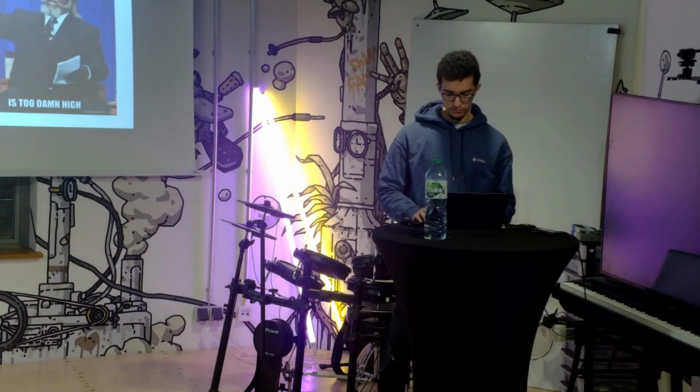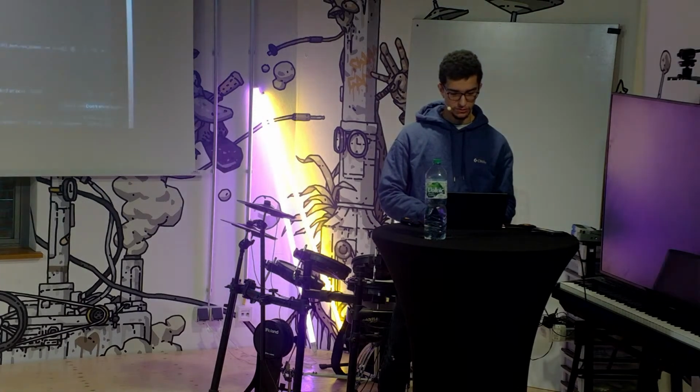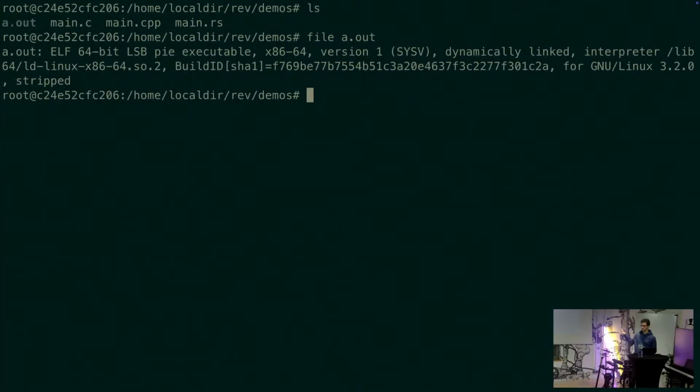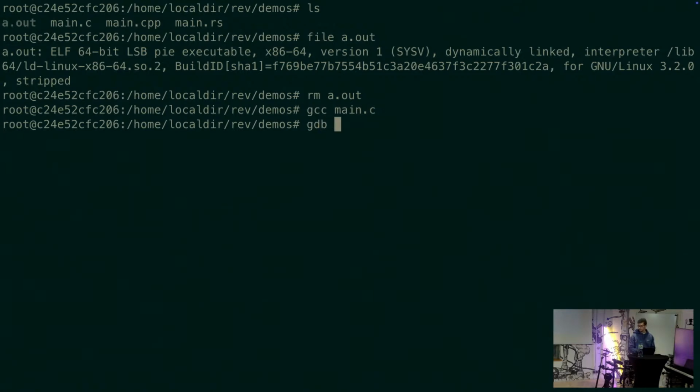Yeah, so now we're going to go back to our binary. I think this was the stripped version. We're not going to start with the stripped part. We're going to do it unstripped first, dynamically, and then we're going to do it stripped. Okay, let me remove a.out and run gcc main.c again. And now with GDB, we're going to start running this thing.